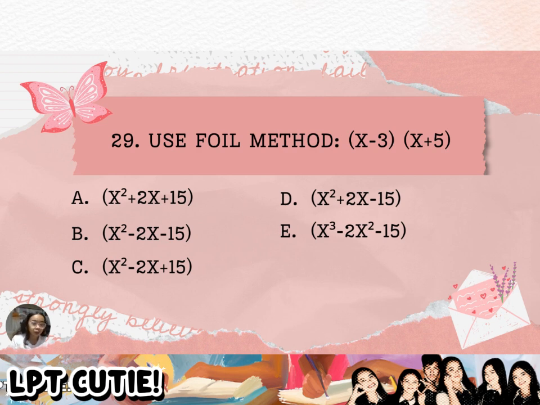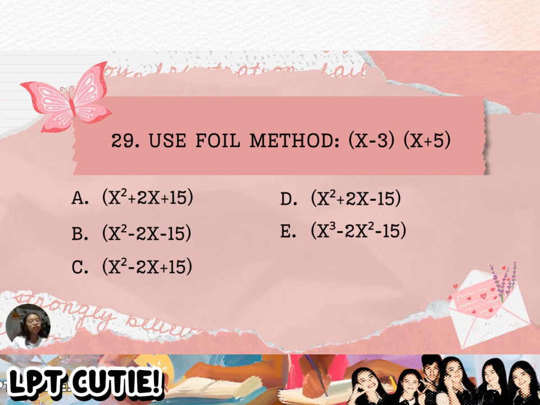Letter B, x squared minus 2x minus 15. Letter C, x squared minus 2x plus 15. Or letter D, x squared plus 2x minus 15. And letter E, x cubed minus 2x squared minus 15. So what do you think is the answer?